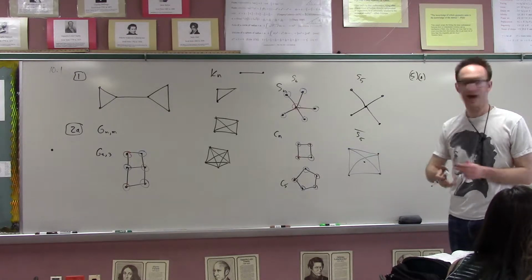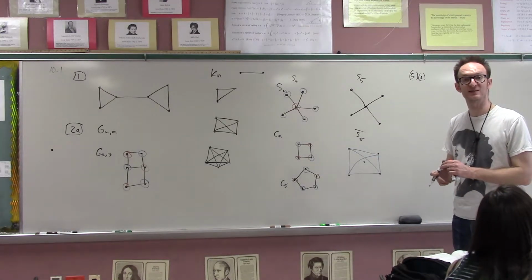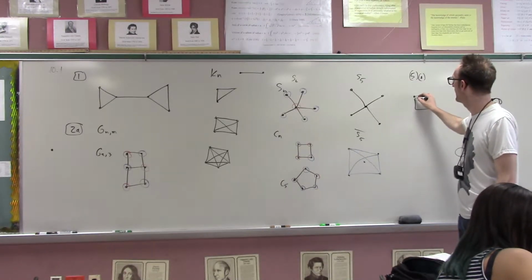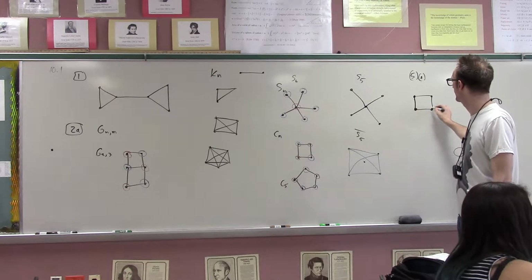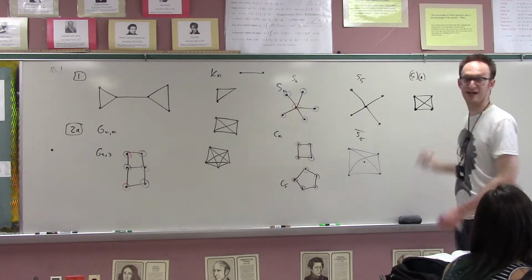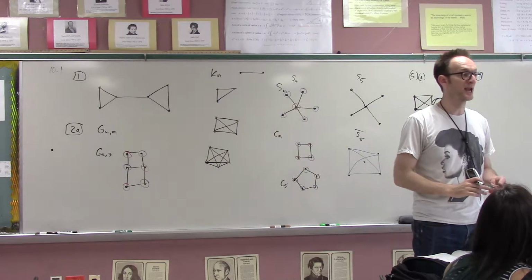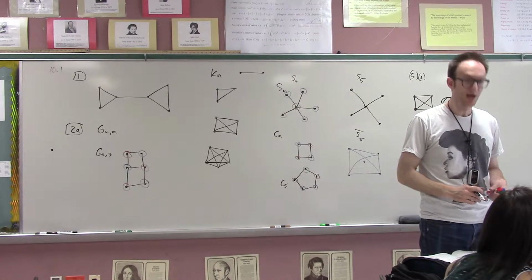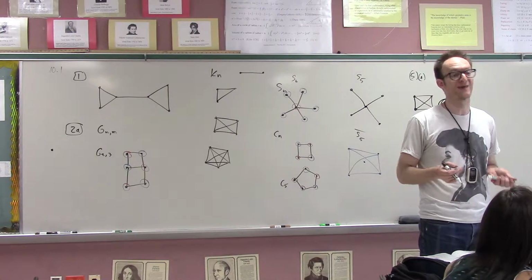For what values is it regular? Always, right? A graph is regular if all the vertices have the same degree. Every complete graph is going to be regular because every vertex is connected to every other vertex. In fact, in a complete graph of order n, every vertex has degree n minus 1.